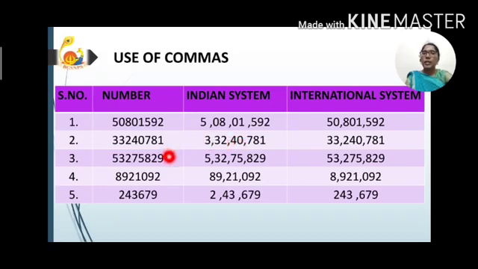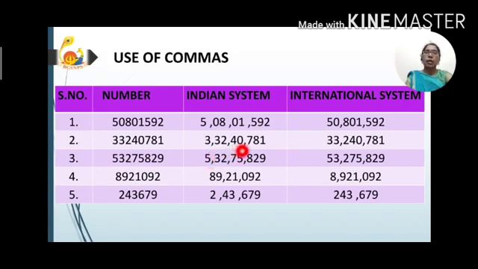Okay, now we will see the next number, 33240781. Okay, right hand side to left hand side. So 1, ones place, tens place, hundreds place. End of the ones period, place comma. Thousands, 10,000s. End of the thousands period, place comma. Lakh, 10 lakh. End of the lakhs period, place comma.